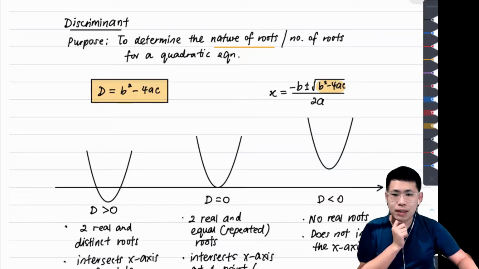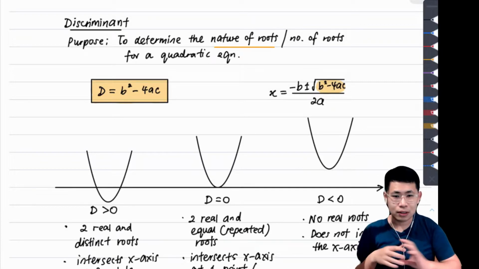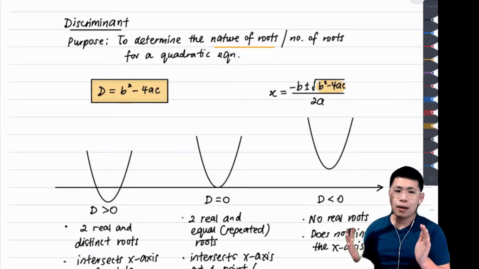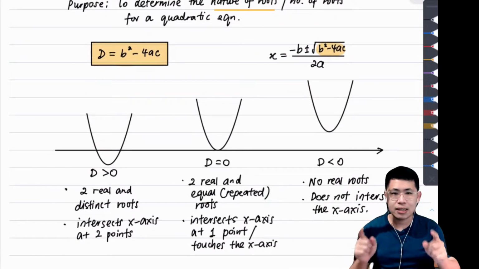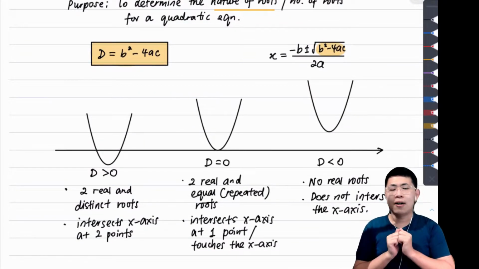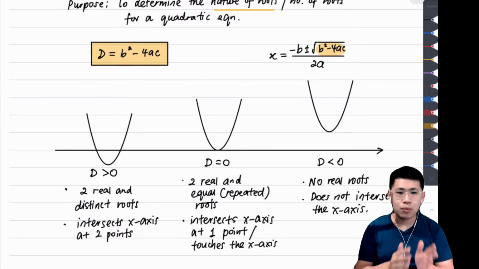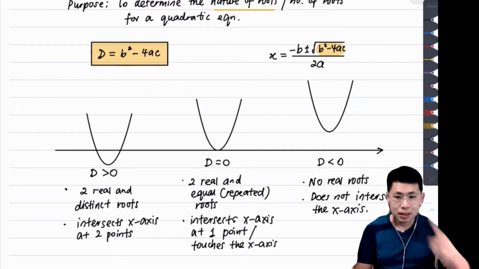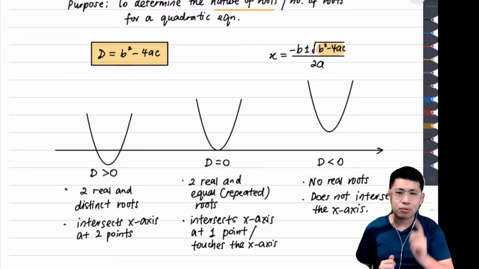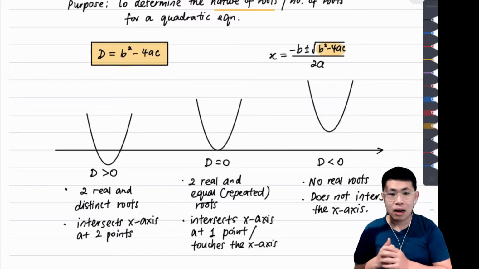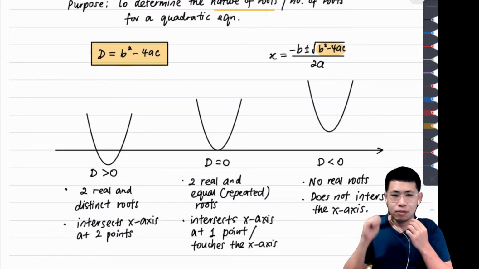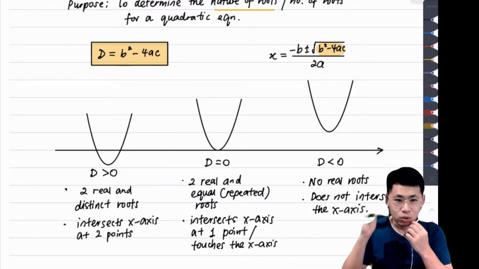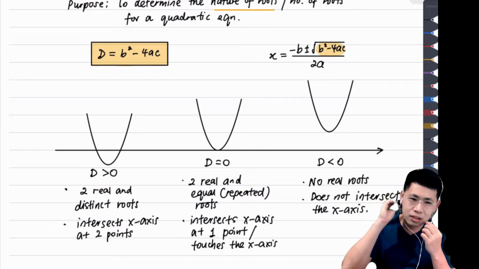Alright, so with this, we have three types of cases. The first case being d more than 0. When a discriminant is positive, you have two real and distinct roots, meaning it will intersect the x-axis at 2 points. For discriminant equals to 0, we have two real and equal repeated roots, or in short, just one real root. You can say that the graph intersects the x-axis at just 1 point, or it touches the x-axis.